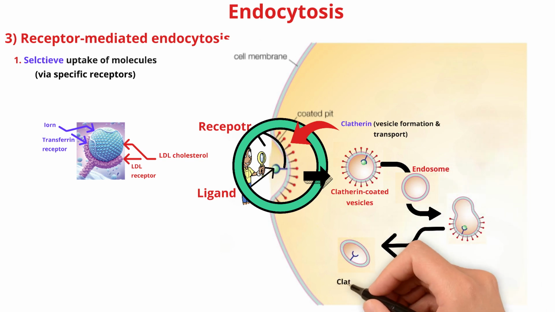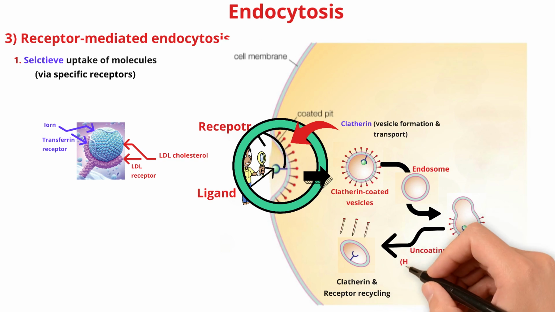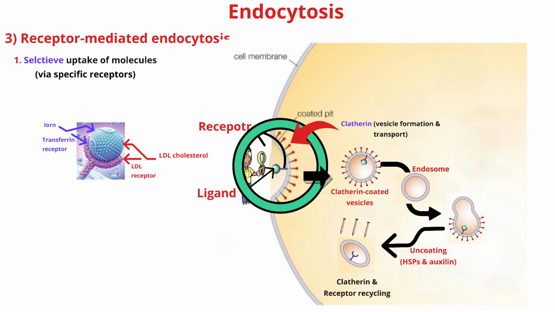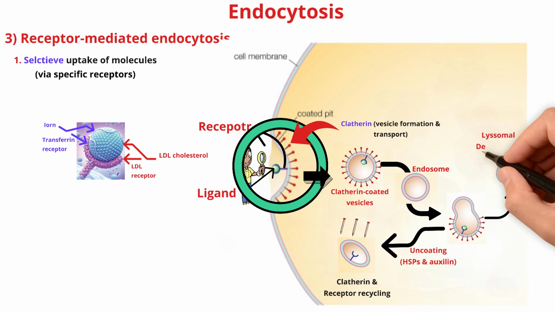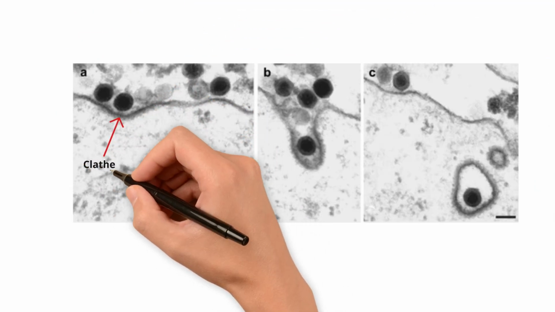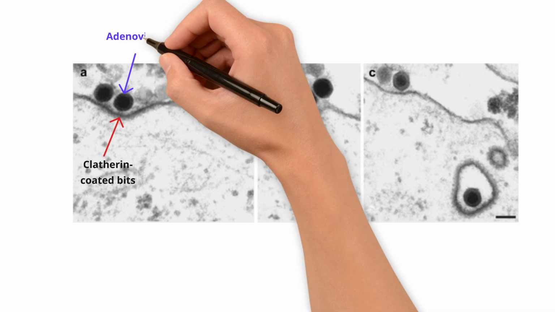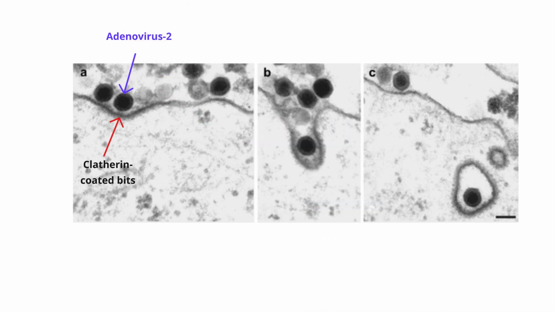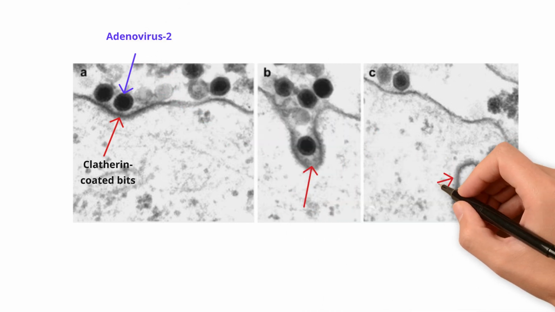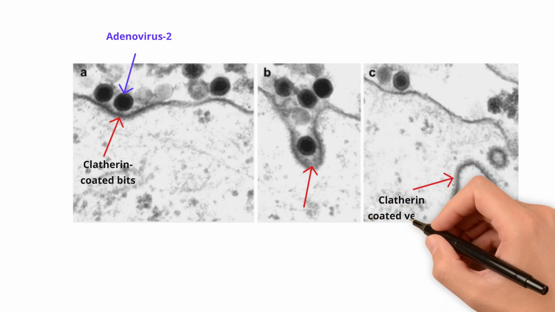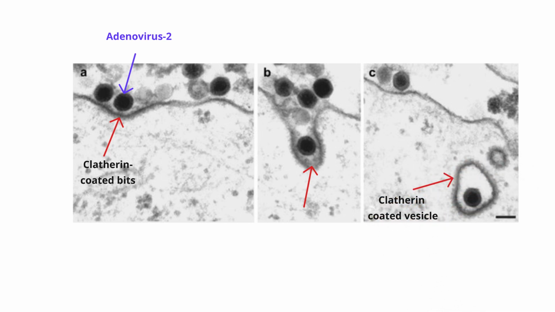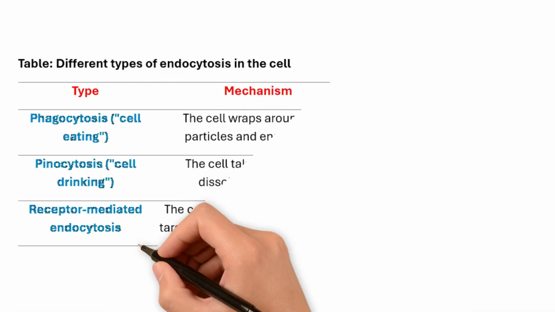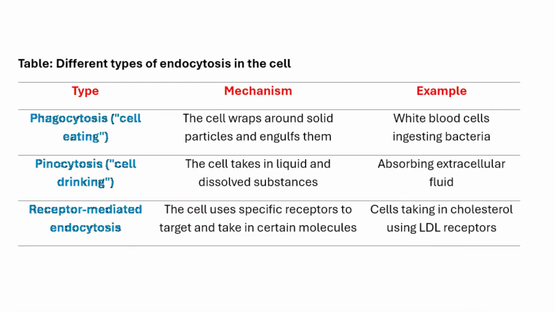The receptor is isolated and the vesicle is uncoated from clathrin by special intracellular proteins such as heat shock protein 70 and auxilin. The vesicle then fuses with the lysosome for further degradation as in the remaining types of endocytosis. This electron microscope image shows clathrin-mediated endocytosis of an adenovirus into the cells. Notice the internalization of virus through clathrin-coated pits into clathrin-coated vesicles. This table summarizes the different types of endocytosis and the variations in their mechanism in transport of materials with some examples.